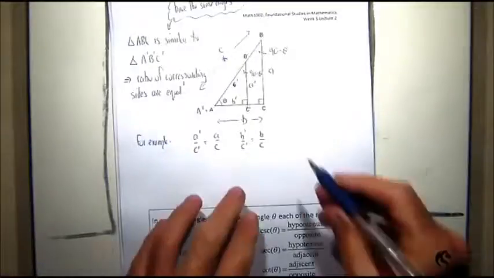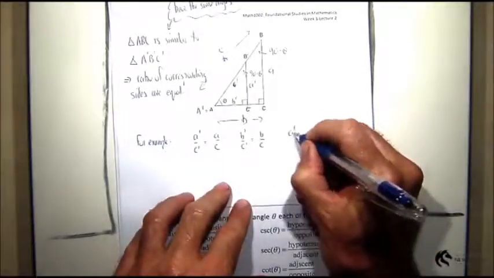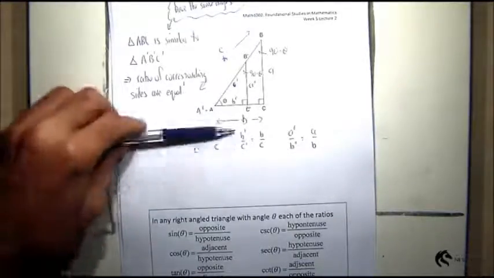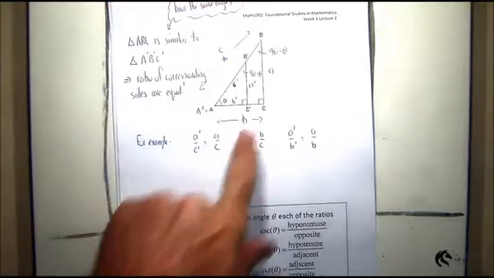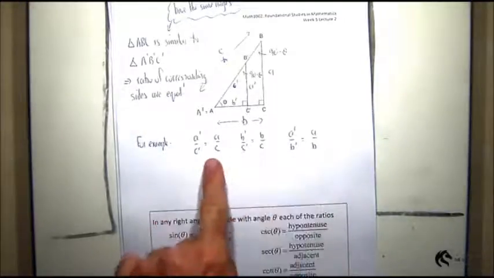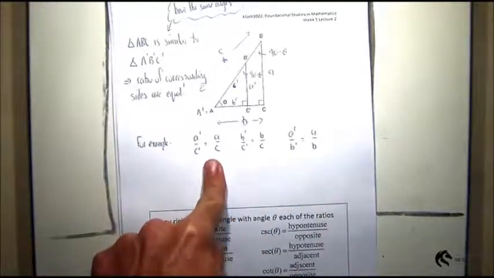What other pairs can I pick? Why don't I go A dash to B dash should be A to B. And in fact, I could pick 6 different pairings if I like. I could go the ratio of C dash to A dash, C dash to B dash, and so on. But for 2 similar triangles, the ratios of corresponding sides are equal. Now these ratios, because they are equal, are given names.